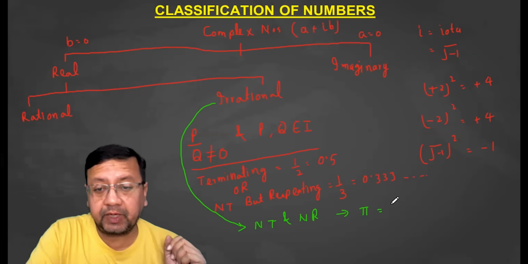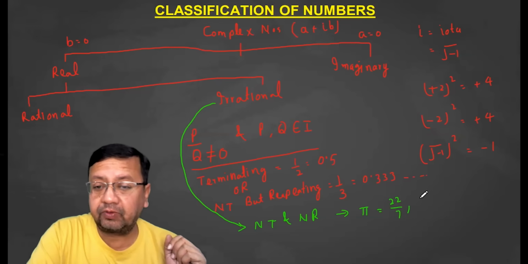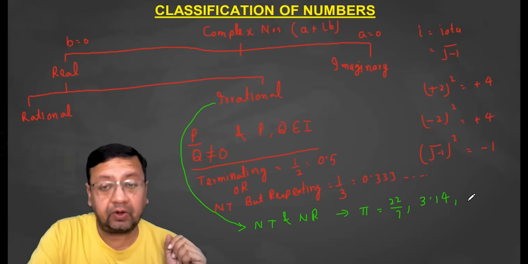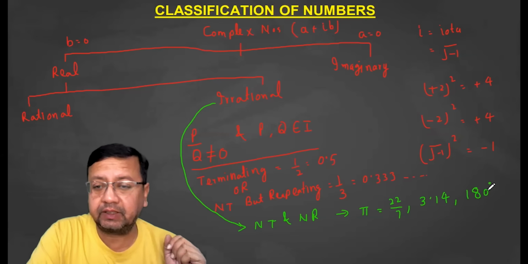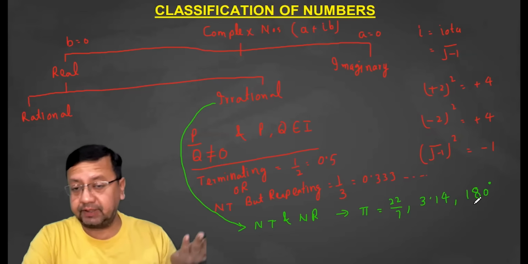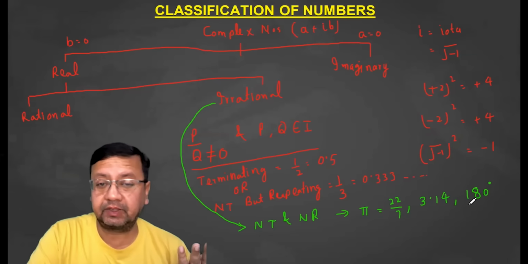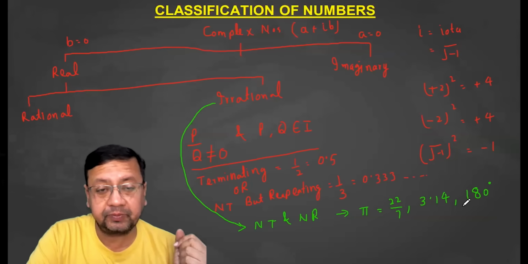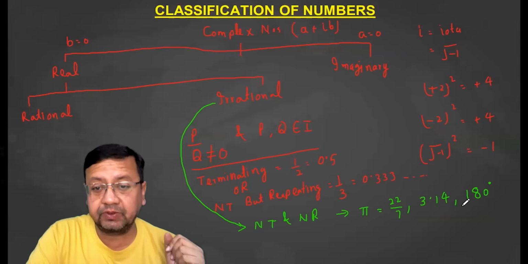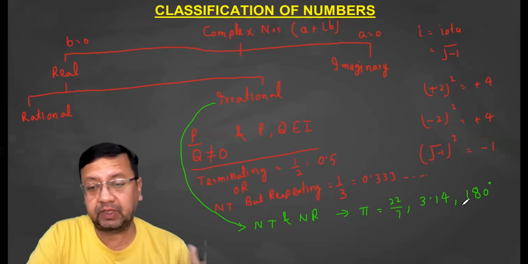What is the value of pi? This is 22 by 7, or we are saying this is 3.14, right? Or in geometry, normally we are taking this is 180 degrees, right? So you can say 22 by 7 is what? In the form of P by Q, 7 is not equal to 0 and 22 and 7 both are integers.